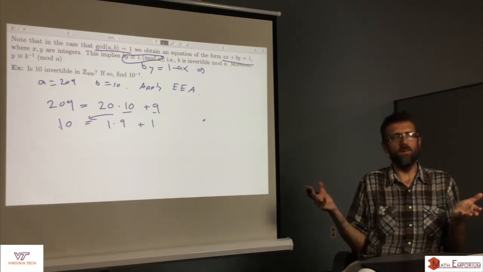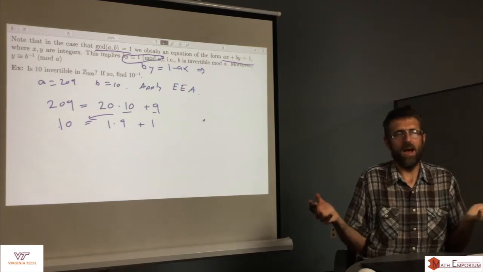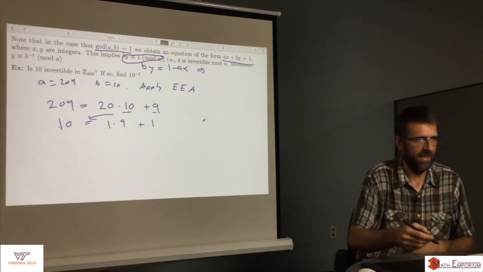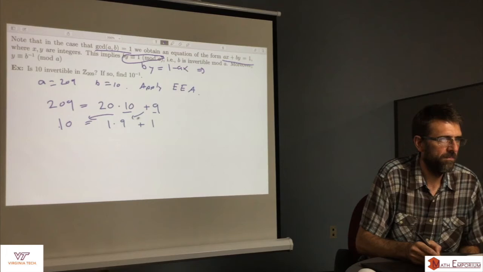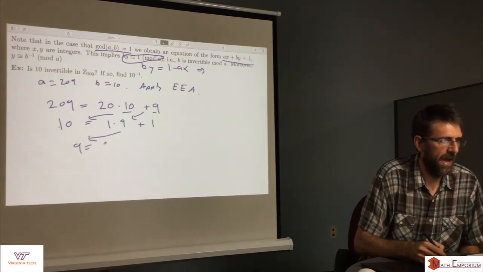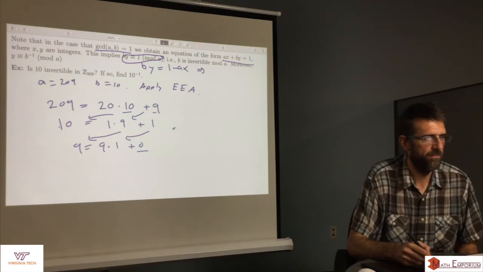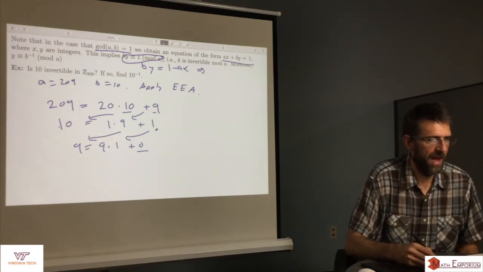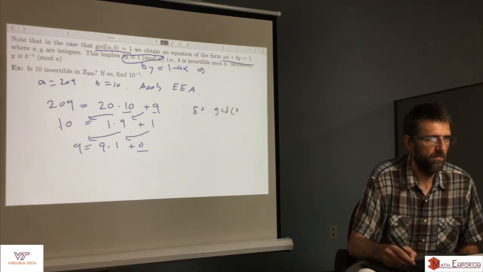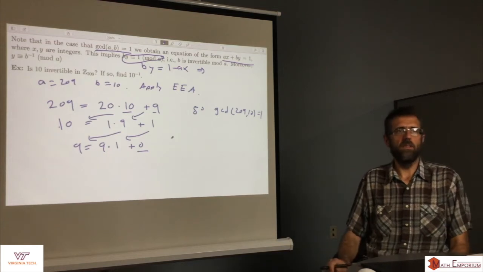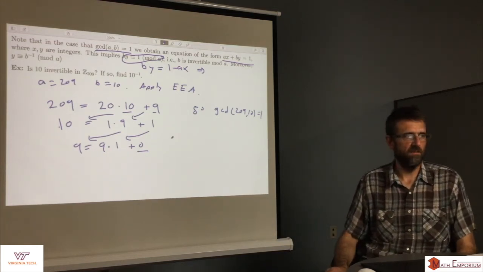Anytime I hit a remainder of 1, I can really stop, because I know 1 divides evenly into anything. But just for completeness's sake, the next step would be 9 is 9 times 1 plus 0. So I hit my 0 remainder. The last non-zero remainder is 1. So the GCD of 209 and 10 is equal to 1.